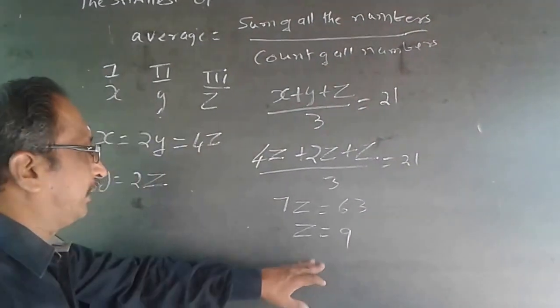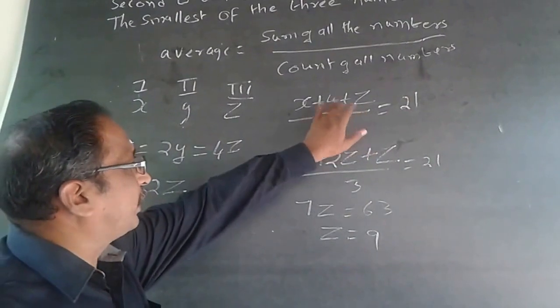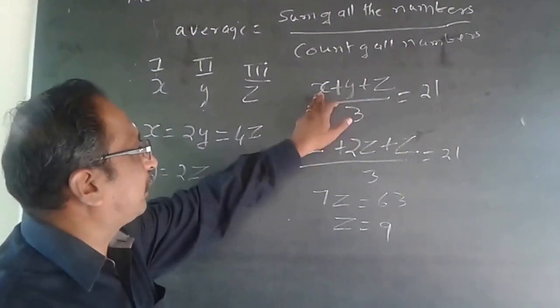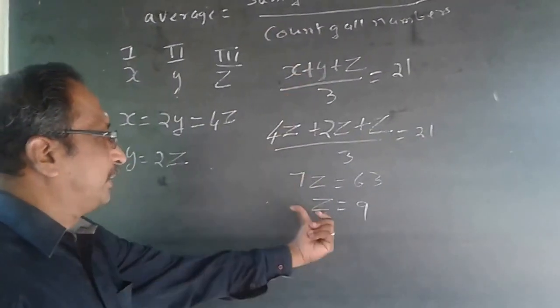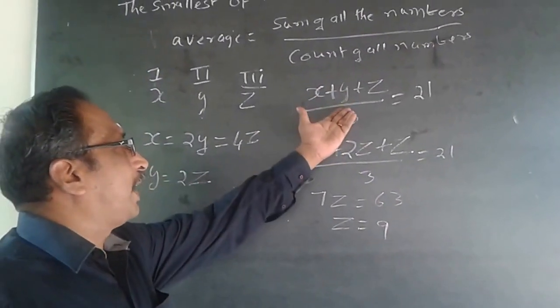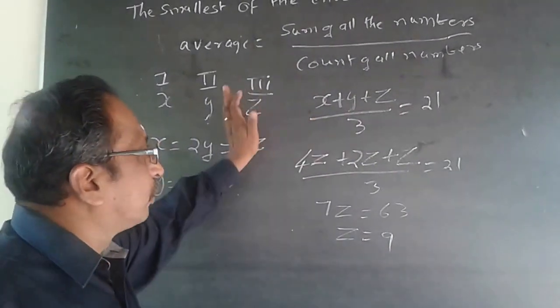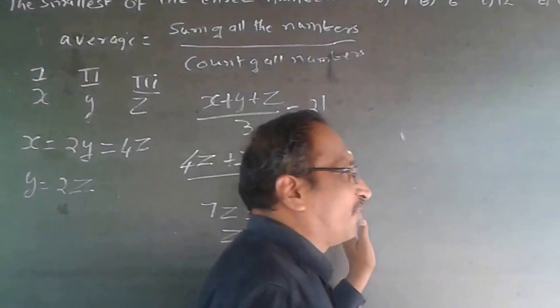So the answer is 9 because z is the smallest number. y is twice of this, so it should be greater than this. Similarly, x is twice of y, so it will also be greater. They asked for the smallest number: z is 9, y will be 18, x will be 27. So this is the way of doing it.